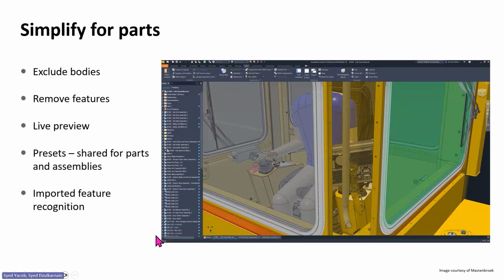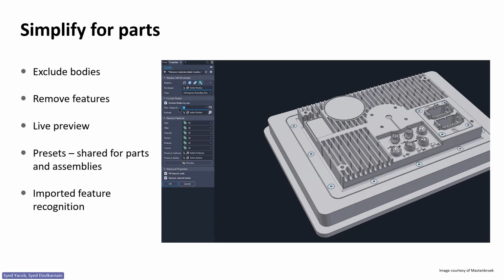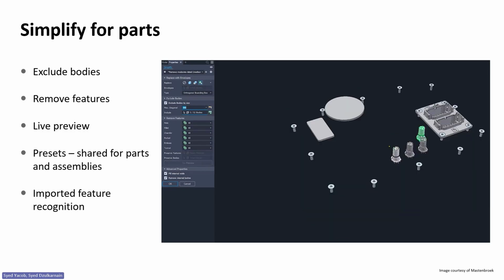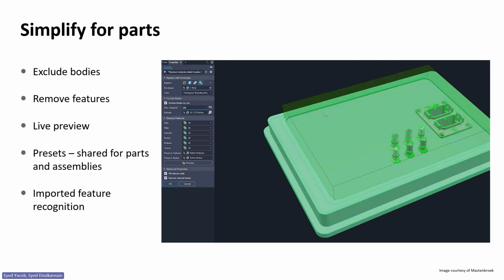Okay, so the next part is simplify for parts. The simplify command can now be accessed from the part environment, from the 3D model tab, simplification. Previously it was only available from the assembly, but now it's available in parts. So you can use the simplify command to reduce the content within parts.